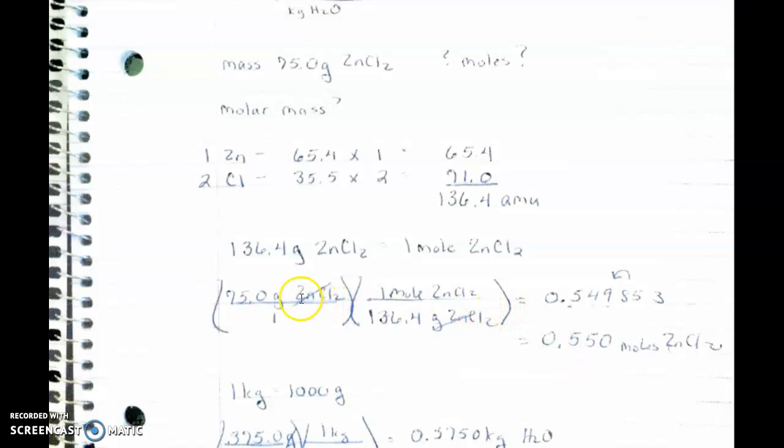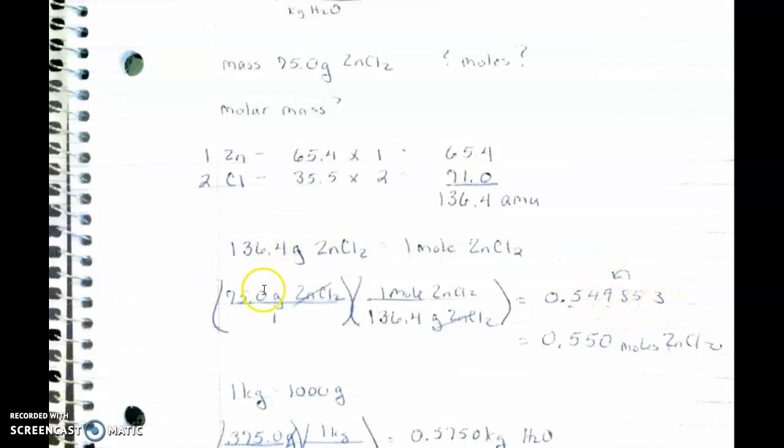So in this case, we are going to divide 75.0 grams by 136.4 grams of zinc chloride and put 1 mole of zinc chloride in the numerator. The grams of zinc chloride will cancel, and 75.0 divided by 136.4 will equal 0.549853. The number went on.